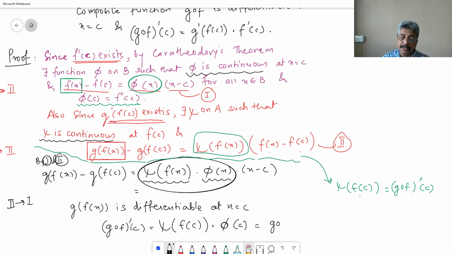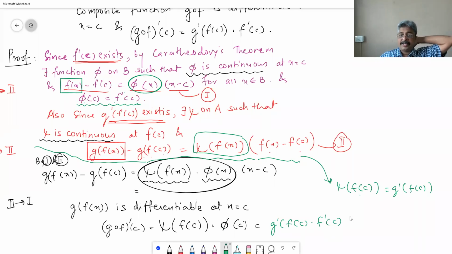Correct. My head is not in the right place today, you must have noticed. This should have been g dash of f of c. So I replace it over here, g dash of f of c into phi of c, which is f dash of c.